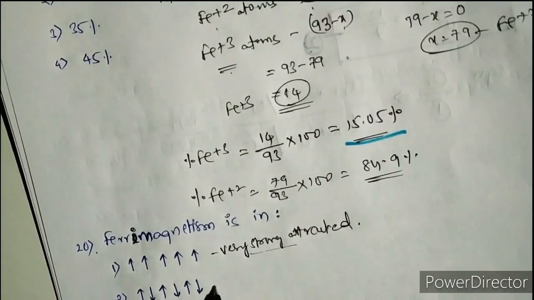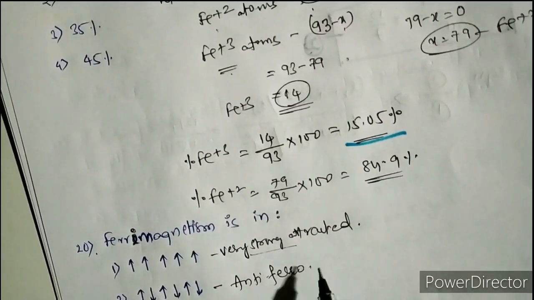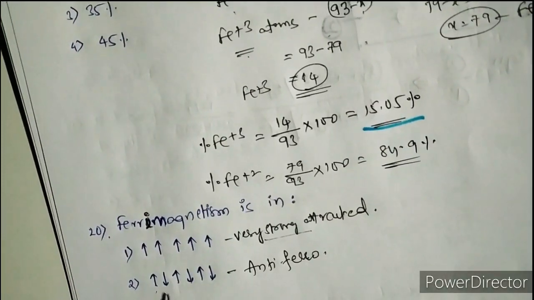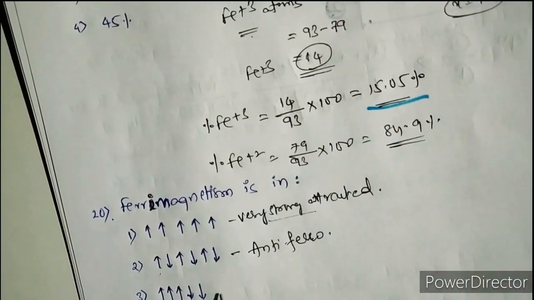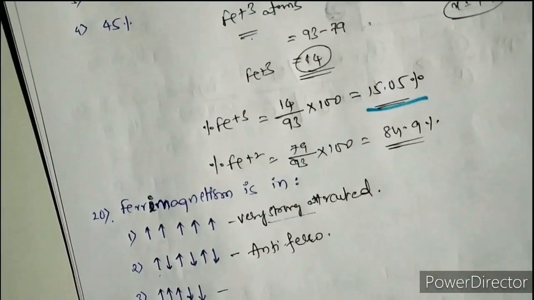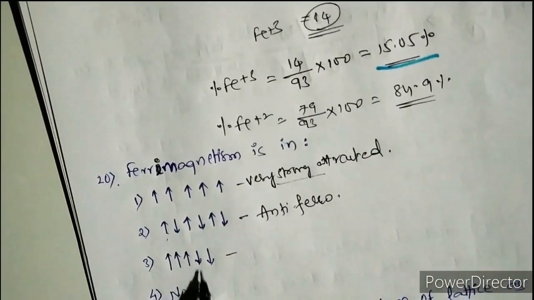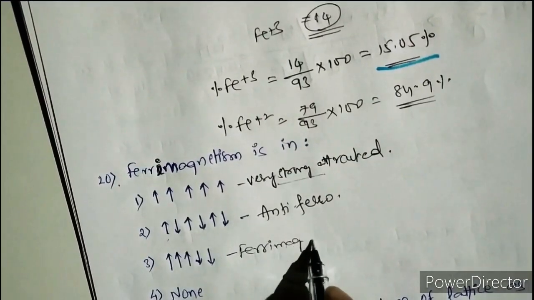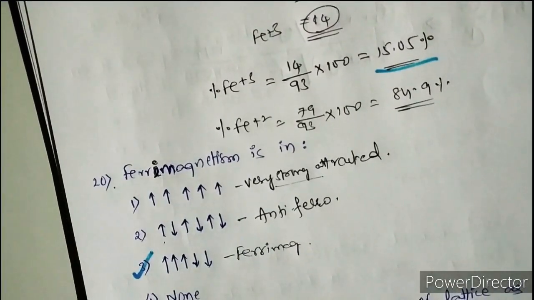Next one is antiferromagnetism. One is upside, other one is downside. That means alternate upside, alternate downside. So they cancel each other, and total magnetic moment is 0. And in ferrimagnetism, there is no particular order. Few are upside and few are downside, but not exactly equal. This type are called ferrimagnetic substances. So what is your answer? You are talking about ferrimagnetism. So answer is 3.